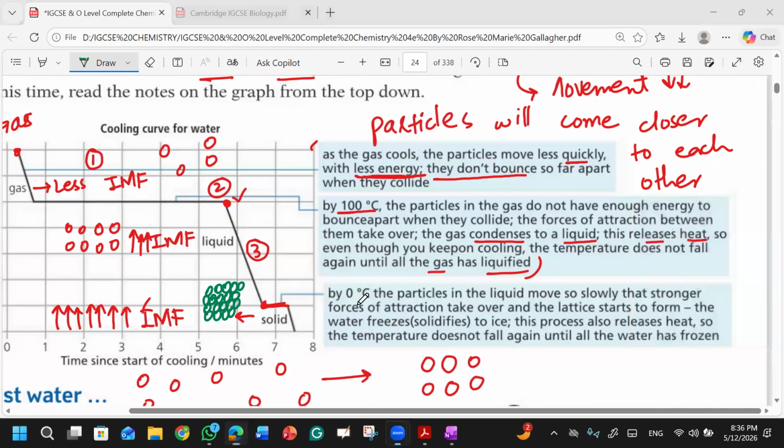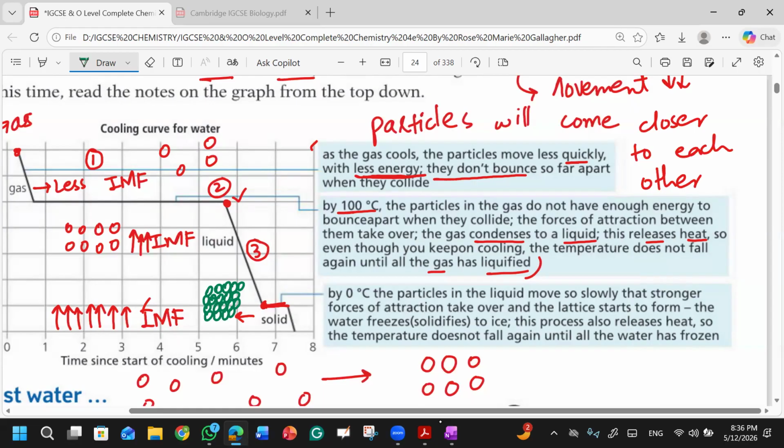Now you can read this and tell me what is happening at 0 degrees. At 0 degrees, the particles in the liquid move so slowly that stronger forces of attraction take over and the lattice starts to form. The water freezes, solidifies to ice. This process also releases heat, so the temperature doesn't fall again until all the water has frozen.